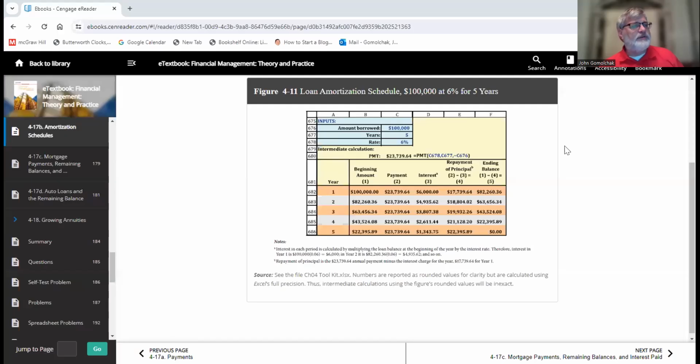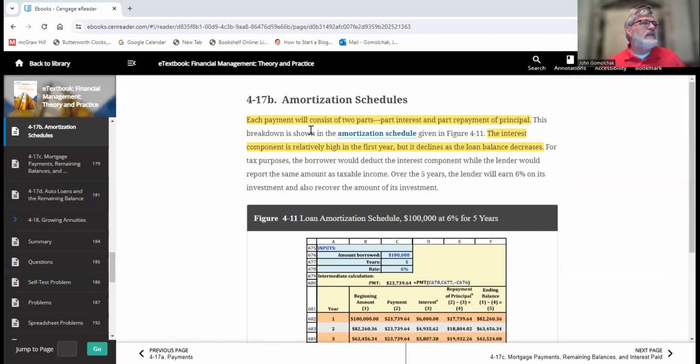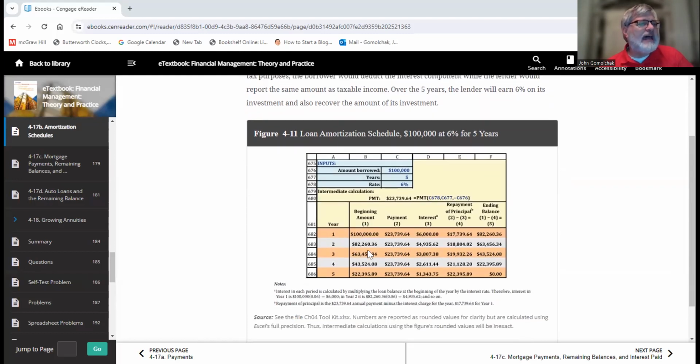Okay, so creating an amortization schedule is actually pretty easy to do once you know what all the numbers are supposed to be. Excel makes it an easy thing to do. So let's take a look. Each payment consists of 2 parts. Part of it is interest, and part of it is repayment of principal. The interest component is relatively high at the beginning and goes down as the principal goes down in value. If you take a look at this amortization schedule, you start off with $100,000 that was borrowed.